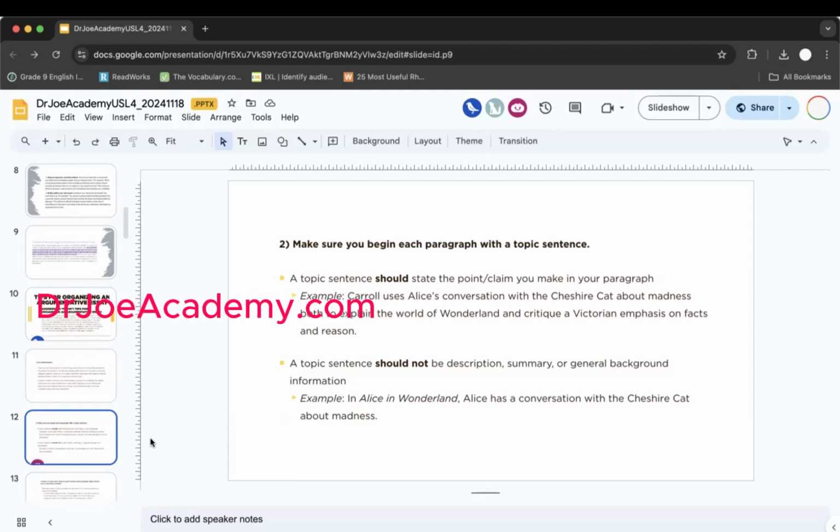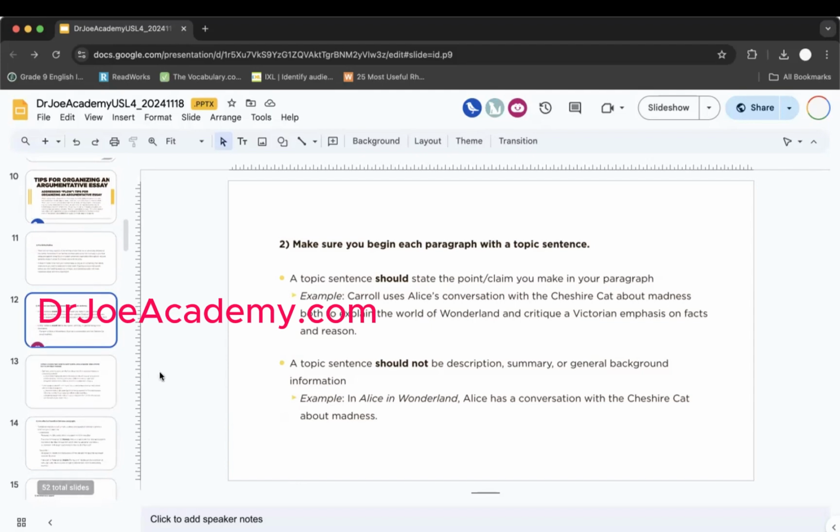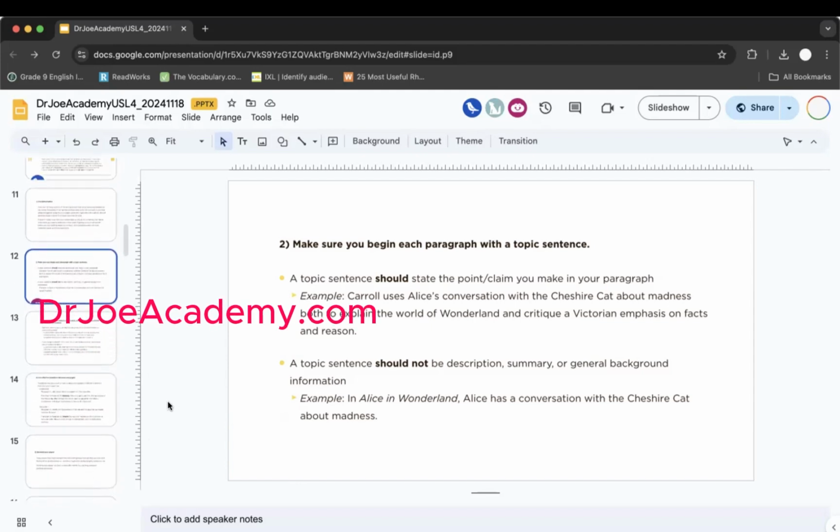Make sure you begin each paragraph with a topic sentence. A topic sentence should state the point or claim you make in your paragraph. Example: Carroll uses Alice's conversation with the Cheshire Cat about madness both to explain the world of Wonderland and to critique the Victorians' emphasis on facts and reason. A topic sentence should not be description, summary, or general background information. Example: In Alice in Wonderland, Alice has a conversation with the Cheshire Cat about madness.